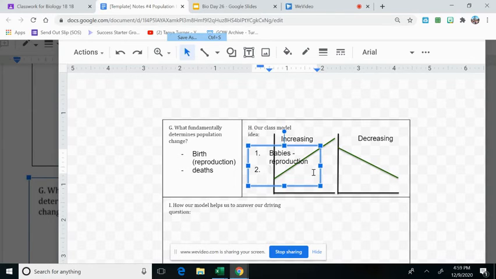All right, number 2. Food availability was a big one. And the last one, you guys told me less predators. So less chance of getting eaten.